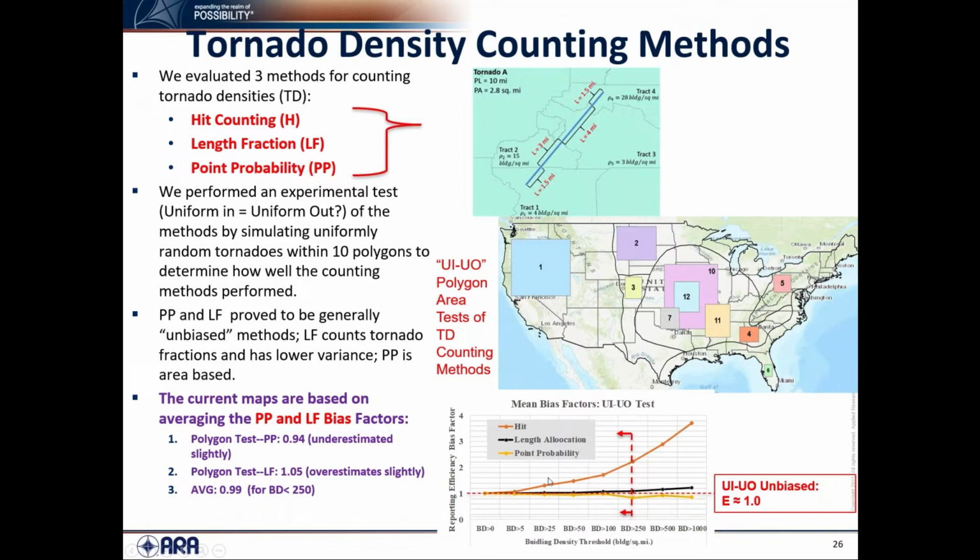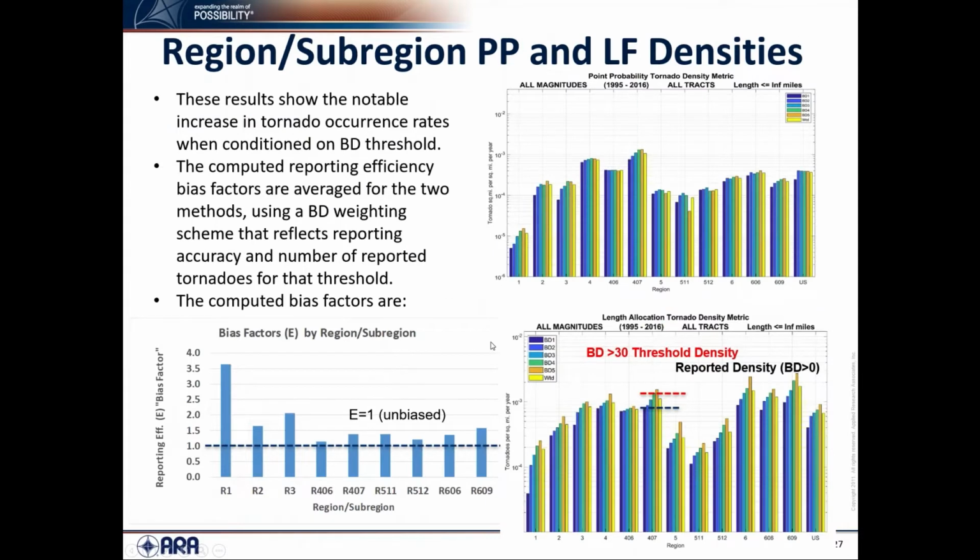It gets counted multiple times, so you end up with a bias factor. So we didn't end up using the hit counting. The length allocation and the point probability, both of those are close to 1, which is unbiased. There are slight differences here, so we ended up using an average for those because it turns out they were on opposite sides, to account for an unbiased estimate. So that's the counting method that we used for our densities.